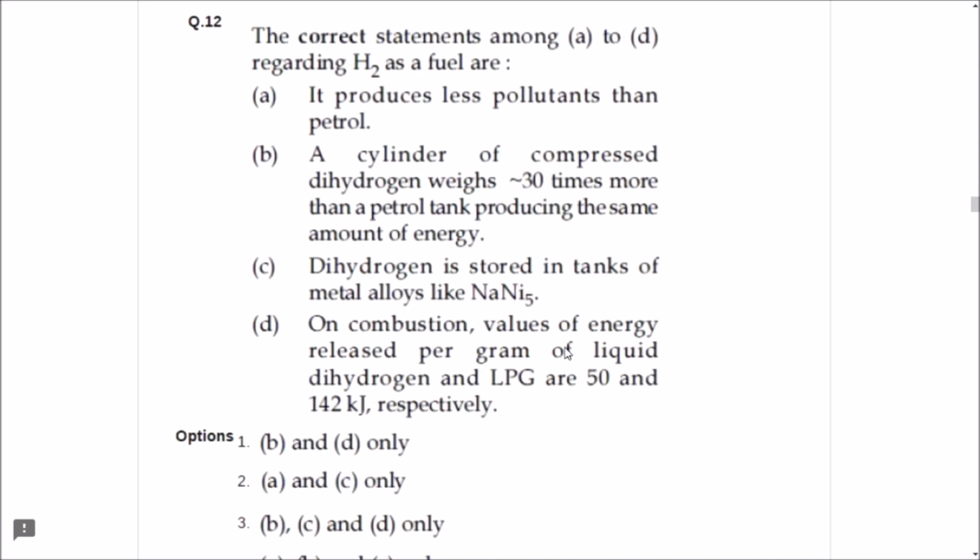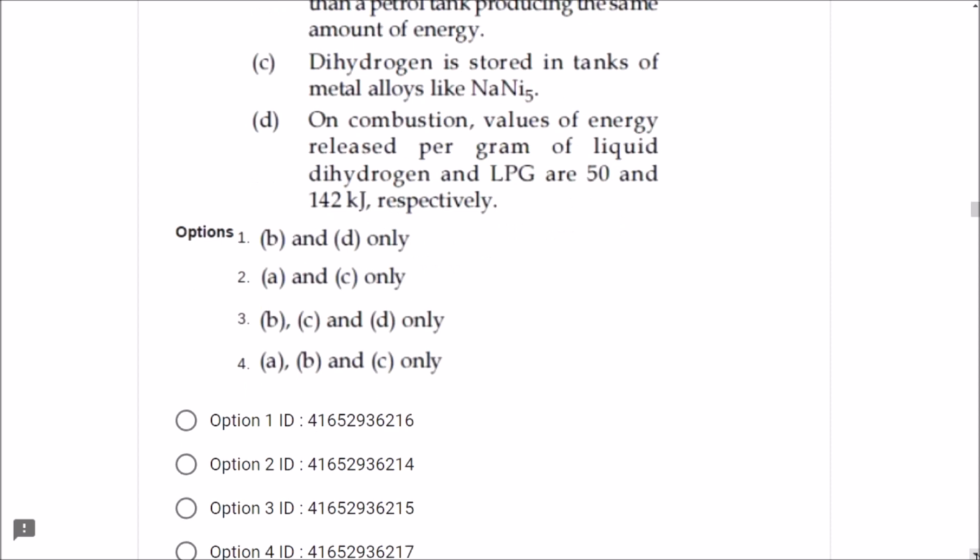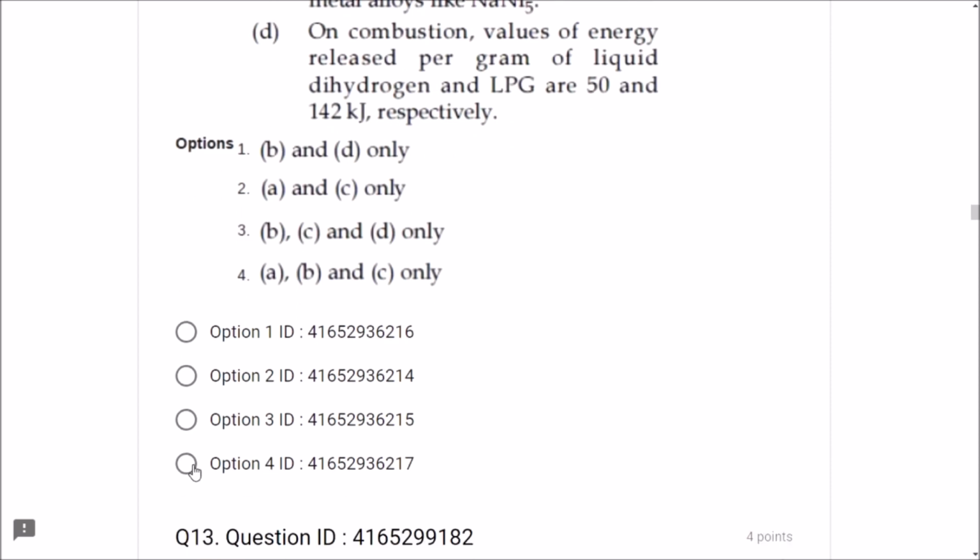On combustion, values of energy released per gram of liquid hydrogen and LPG are 50 and 142 kilojoules. What is it saying? Energy released per gram of liquid dihydrogen 50 and LPG 142. No, students, it should be reversed. So this statement is not correct. The remaining A, B, C are correct. Let us see the options, which is saying A, B, C. Yes, option number 4 is correct, students.